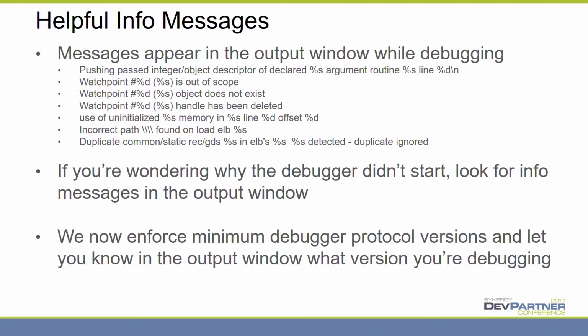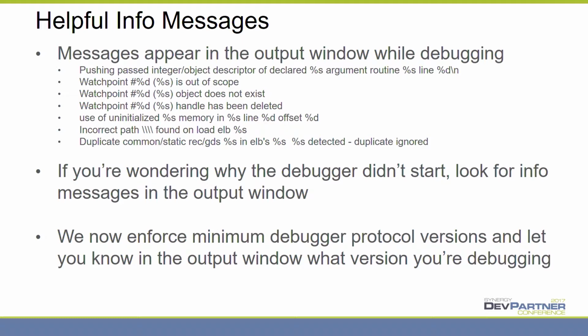If you're wondering why the debugger didn't start, sometimes you press F5 and nothing happens. Usually, the source of information there is going to be in the output window. If on startup, for example, you're missing an ELB that you referenced, so that ELB doesn't exist on disk anywhere, an error is going to happen, right? And depending on your exception settings and how early that failure occurred, the only indication of that you're going to see is going to be in the output window. So pressed F5, nothing happened, go look in the output window. It'll probably tell you what happened.